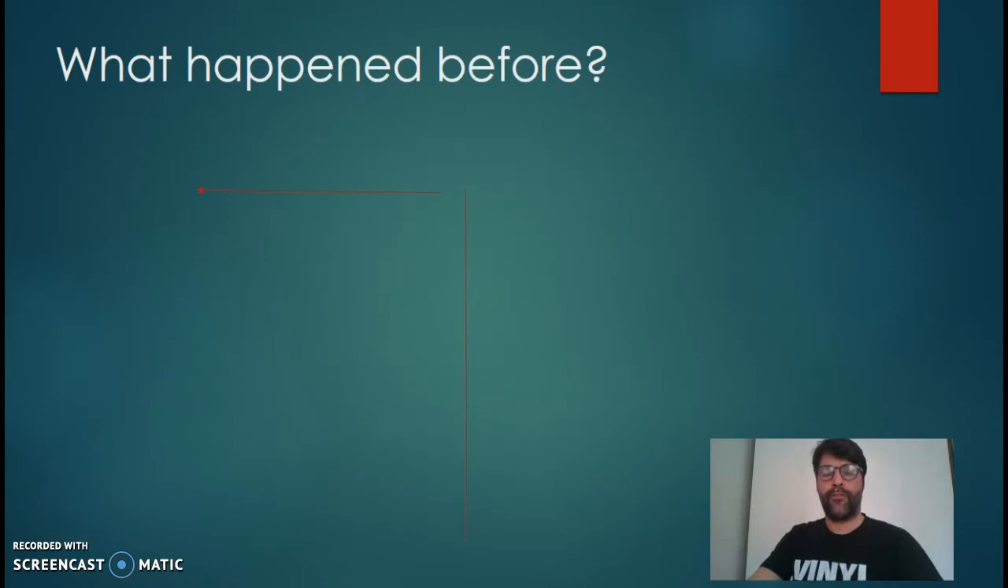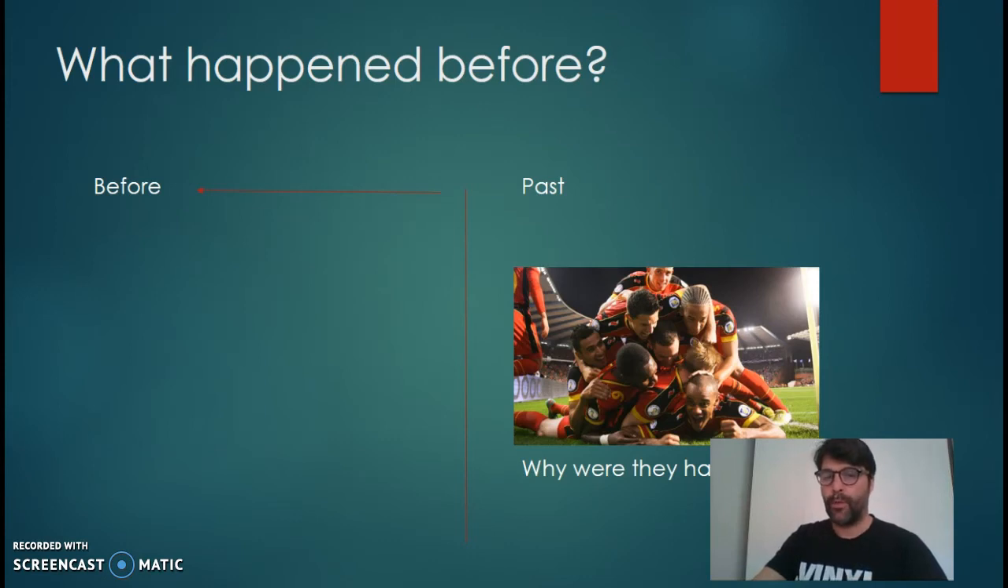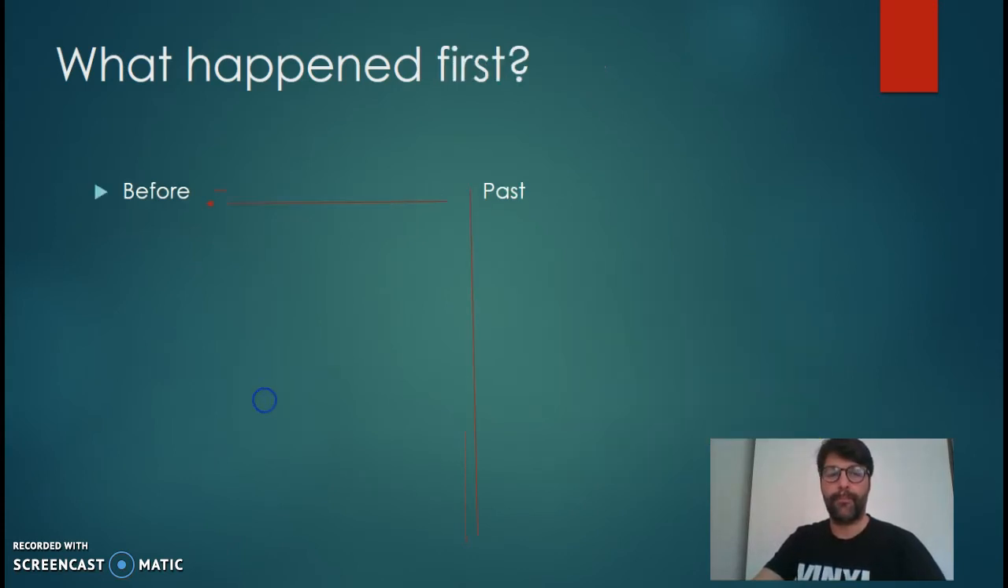Some examples with visualizations to make sure you understand what happened before. You all know this picture, of course, the Red Devils. Why were they so happy? That was somewhere in the past. I think it must have been 2005. But why were they so happy in 2005? Because something happened just before that moment in 2005. They had scored a goal and they went through to the World Championships.